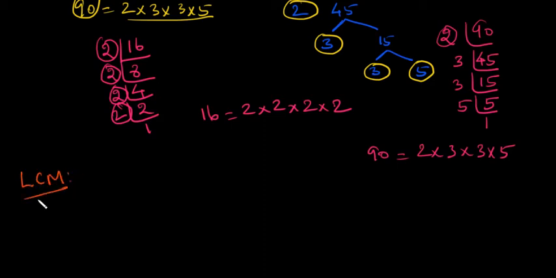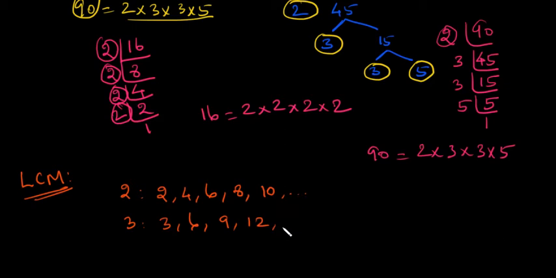LCM of two numbers. We know how to find the least common multiple of any two numbers. Let's say I want to find the least common multiple of 2 and 3. So we have to write the multiples of 2. What are the multiples of 2? 2, 4, 6, 8, 10, and it goes on. Now I'm going to write the multiples of 3. So 3, 6, 9, 12, and it goes on.